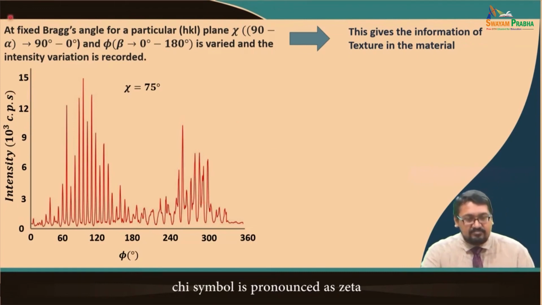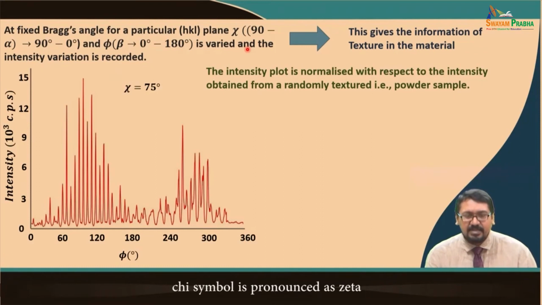So, to summarize, we fix a particular HKL plane and the Bragg's angle for it is constant, and then we vary the zeta from 0 to 90 degree or 90 degree to 0 degree, and we vary the phi from beta equal to 0 to 360 degree, and we record the intensity. This recorded intensity is plotted in a pole figure and gives the information of the texture. This intensity plot is basically normalized with respect to the intensity obtained from the random texture, that is the powdered sample.